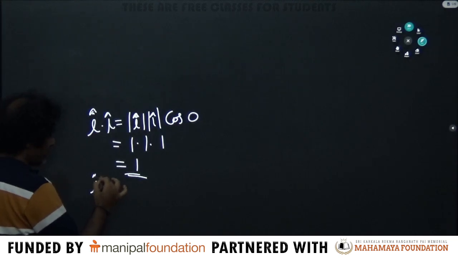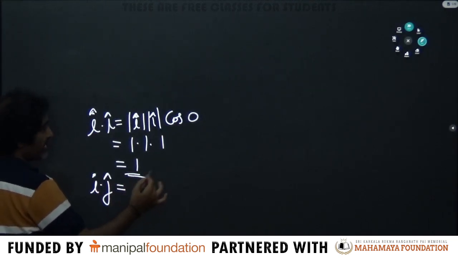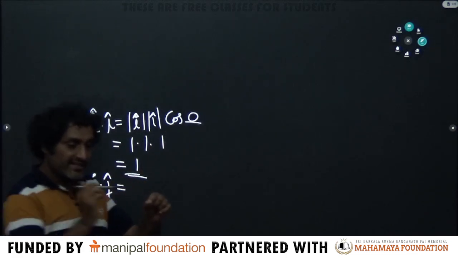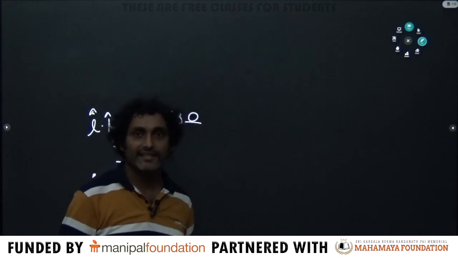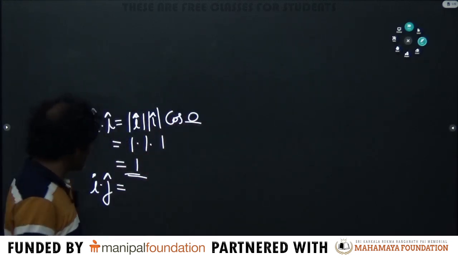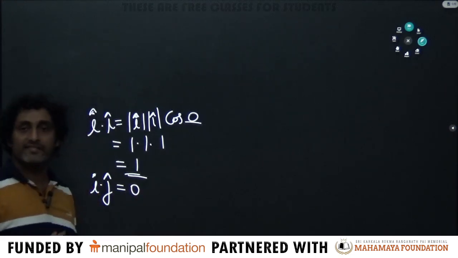If you do i dot j, what is the cos of the angle? i is along the x axis, j is along the y axis. The angle difference is 90. So cos 90 is 0, right? So the entire thing will become 0.